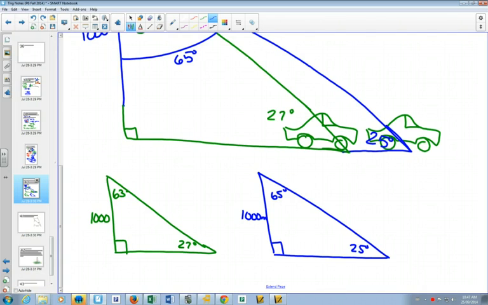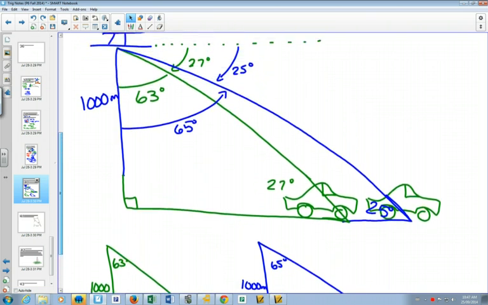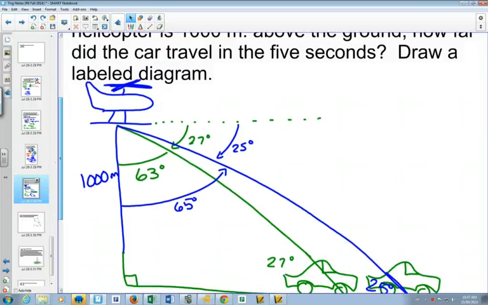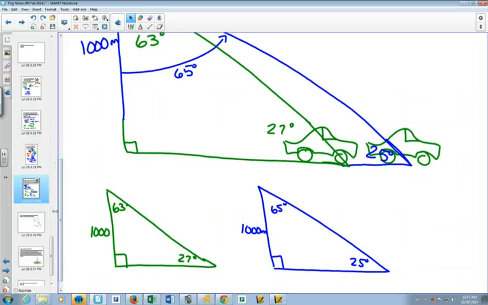What do we want to find? How far did the car travel in the 5 seconds? So the key thing I want to find is this x from here to here. How far it traveled in 5 seconds. And if we find out how far it travels in 5 seconds, we can use the same ideas we did in our conversions unit. We can actually figure out how fast this car is traveling by 2 measurements from a helicopter.